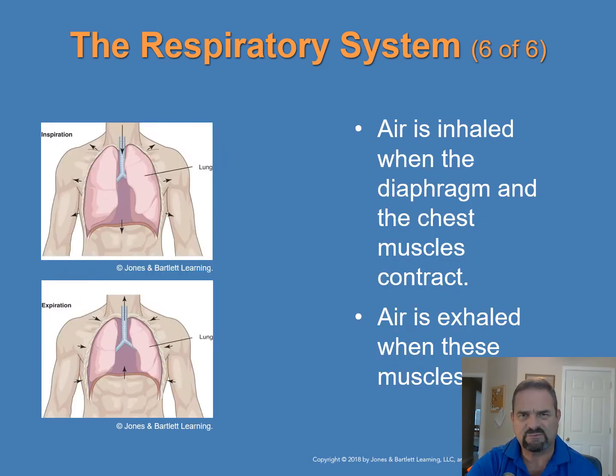All right, so the respiratory system. Air is inhaled when the diaphragm moves downward and the chest muscles contract to expand the size of the chest. Air is exhaled when the chest muscles relax and decrease the size of the chest. So this is just changing of pressures inside of the lung that form inspiration and expiration.